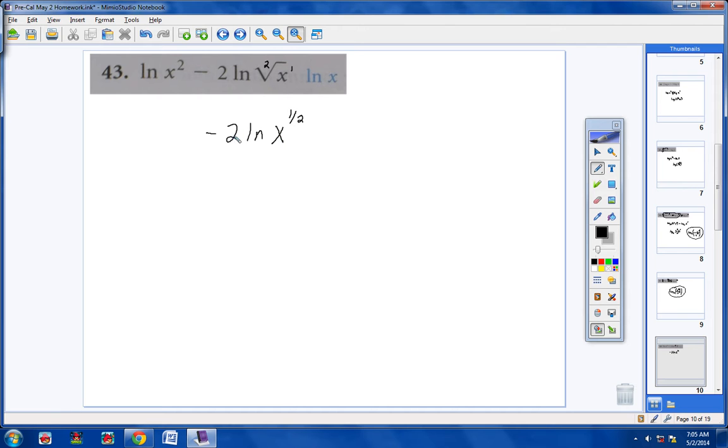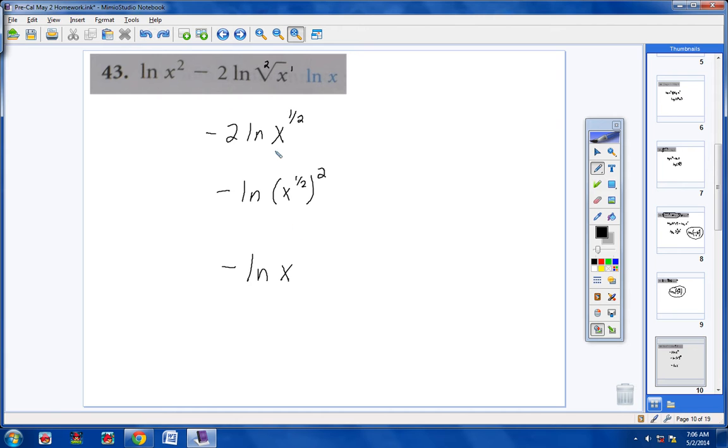Next, see this 2 right here? I would bring this 2 out here so it's a power, and here's how that would work. Your negative sign stays here. You have x to the 1/2 power, and then you bring this 2 out here so you have a 2 right here. Whenever you have a power raised to a power, you multiply your exponents. So next I would have the natural log of just x to the 1 power, because 2 times 1/2 is 1.